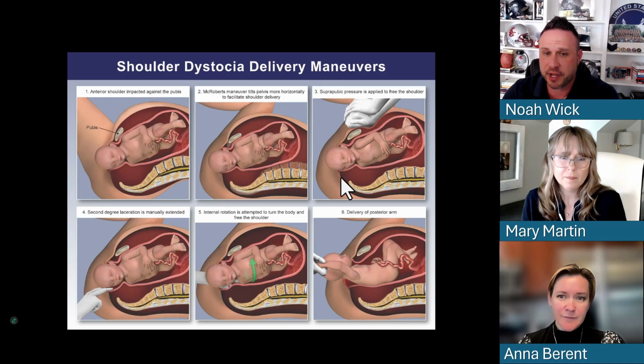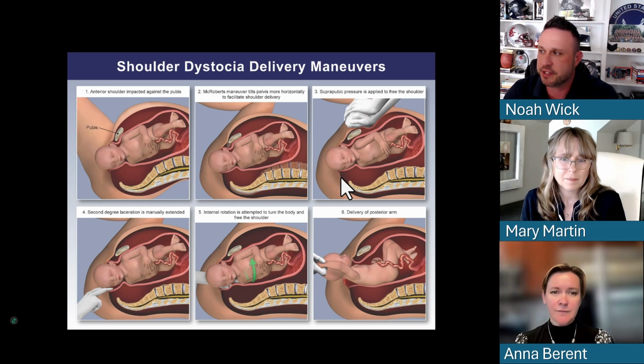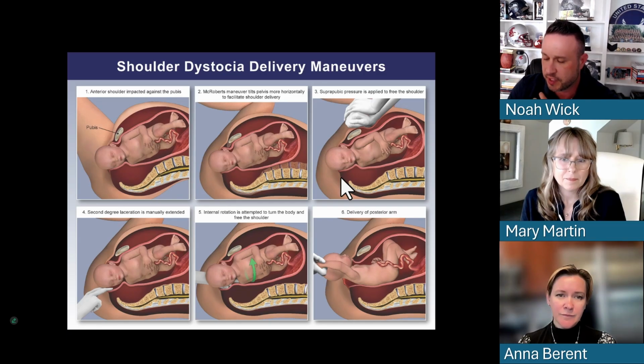The example that we come across often is shoulder dystocia cases. Instead of just the doctor testifying about the various different maneuvers, McRoberts maneuver, suprapubic pressure to relieve the shoulder, internal rotation, being able to actually show the various different steps one by one helped everyone really understand what happened.